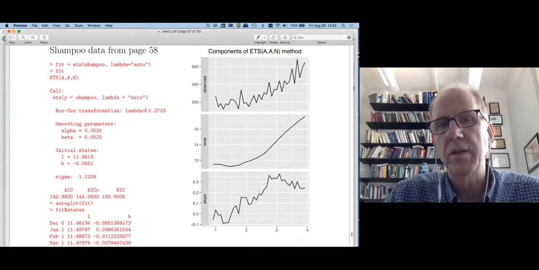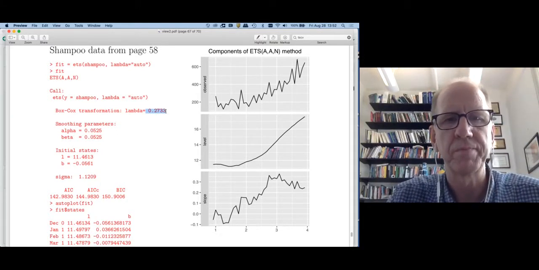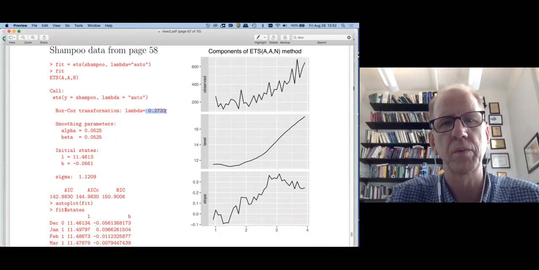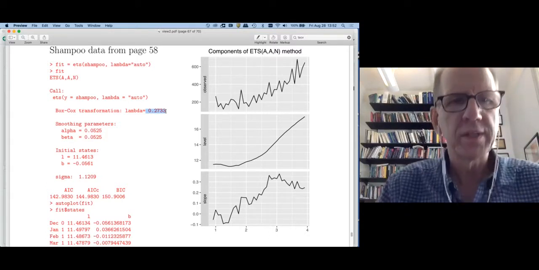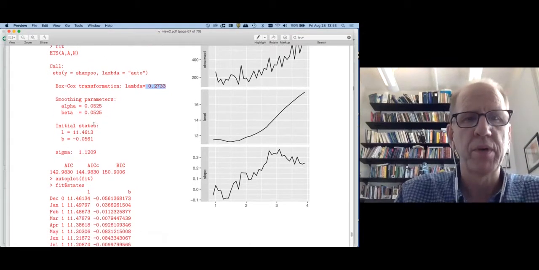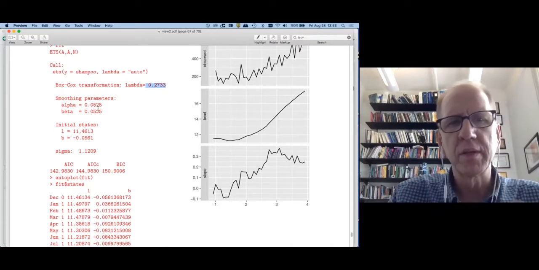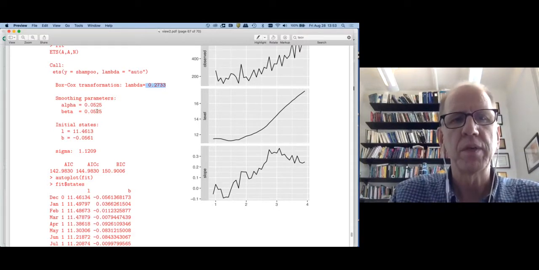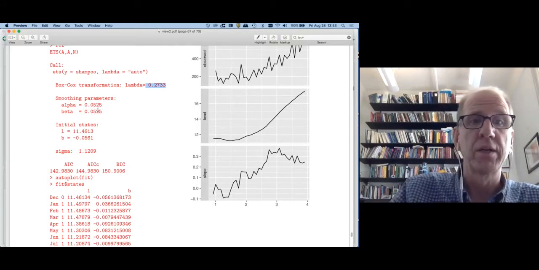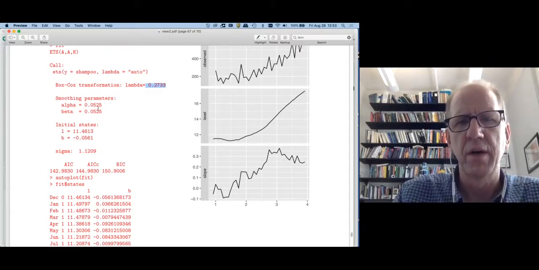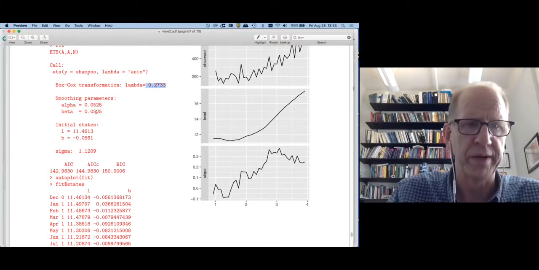We'll see that the ETS function chose a Box-Cox transformation of about 0.27, so somewhere between a log and a square root. So we need to stabilize the variance a bit, and we can see what our smoothing parameters are. The smoothing parameters are both set to be 0.0525. And what that's saying is the level and the trend don't need to be that sensitive to the current values. So we're giving 95% of our weight to the previous values and only 5% of the weight to the latest value of either the level or the trend.